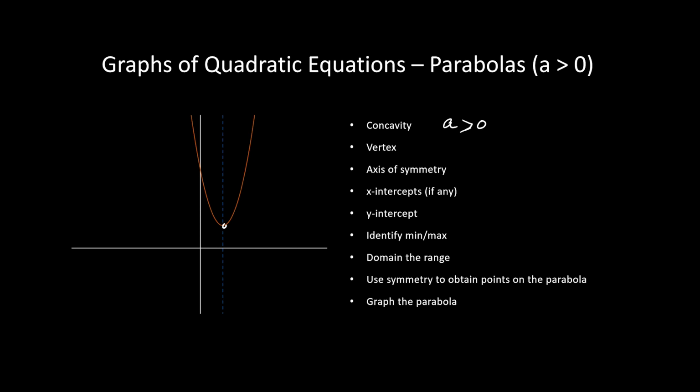This is the vertex right here, the point h, k. The axis of symmetry is the blue line. Again, this is x equals h. The x-intercept, in this case, there is none. But we could have 1 or 2 or none. The y-intercept is this point right here, 0 for x and y sub 0.